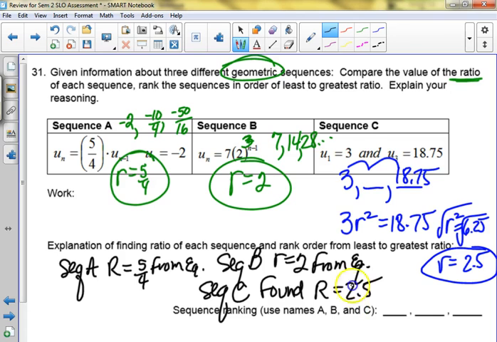All right. What did we want the order to be up here? Least to greatest. So the smallest is 5/4, which is A, then B, then C, as long as C is positive 2.5. All right, so that's what the SLO looks like. Be ready, be ready, be ready.